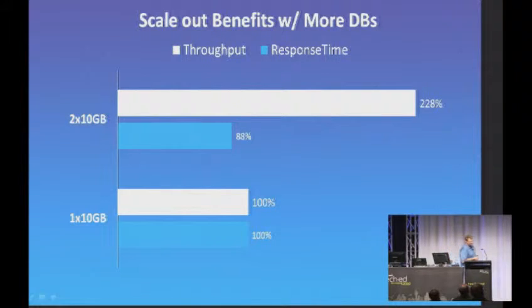We have different performance guys on the team that all they do is performance work, everything from tweaking disk controllers to seeing how far we can push a cluster. They ran a test, and the bottom one is the baseline, the 110 gig database. We saw 100% throughput and 100% response time because it's the baseline. But when they took that workload and spread it across two 10 gig databases, throughput jumped up to 228%, and the response time dropped down to 88%.